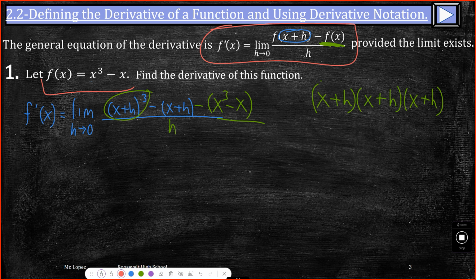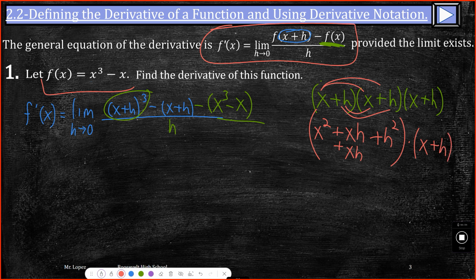Let's do it. X times x, x squared. X times h is xh. H times x is xh. H times h is h squared. And then we still have to multiply times x plus h. I'm going to put that in the front here, x plus h, because it makes it easier to distribute. And then I'm going to multiply it by this, x squared plus 2xh plus h squared.